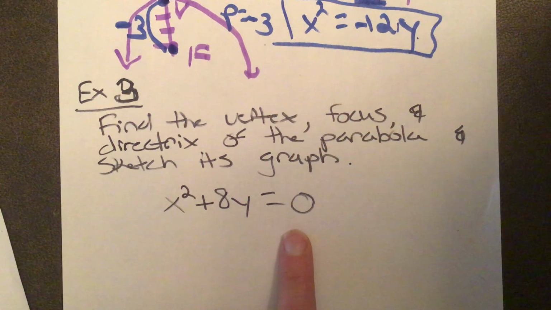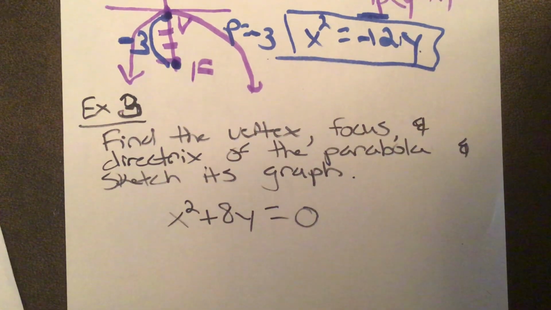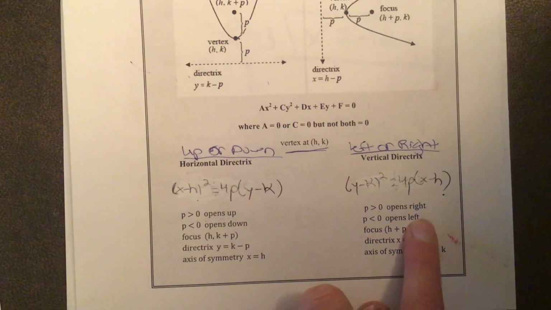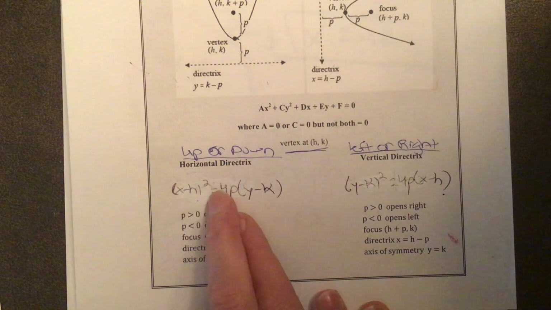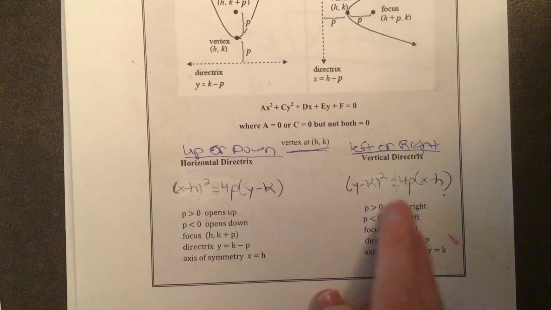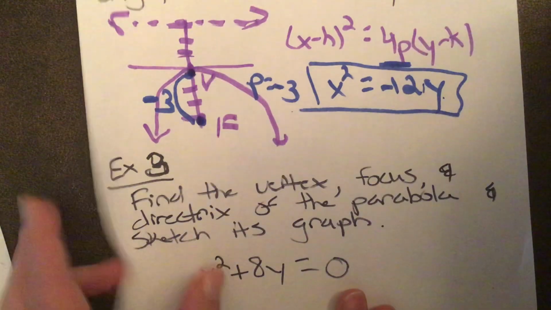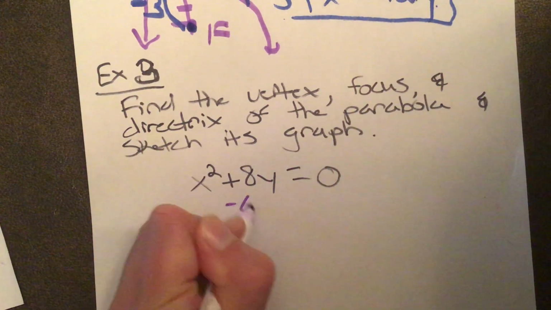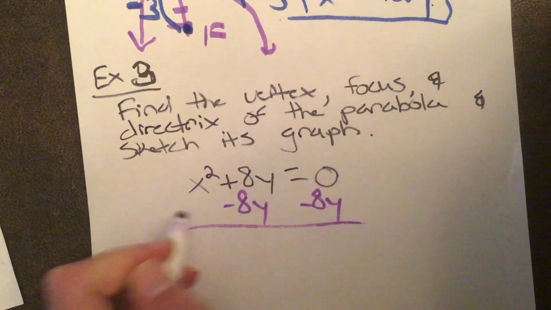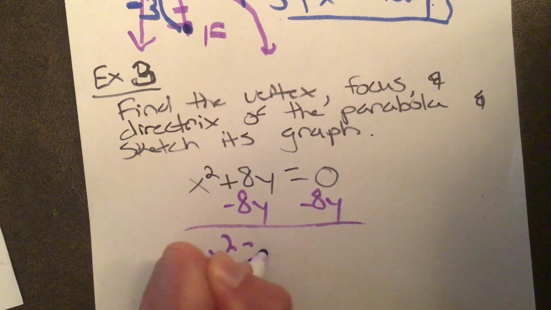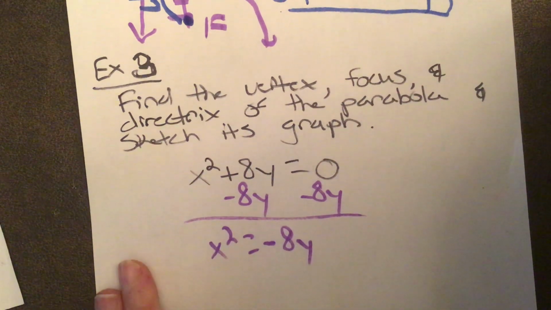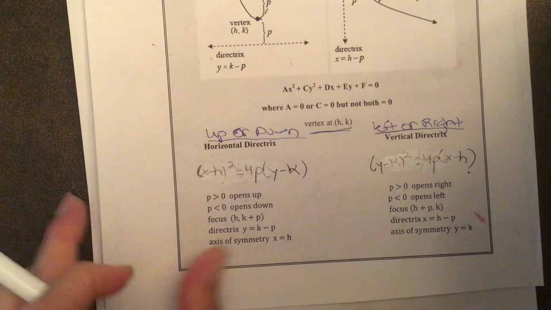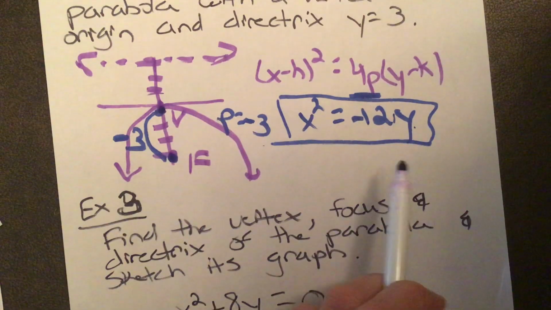So the first thing I notice about this is it's not in the form I want it to be. It does not look like that or like that. In both of these forms, whatever is squared is by itself, and the other stuff is on the other side. So what I'm going to do to start this one off is subtract 8y. So now I get x squared equals negative 8y. Even though it might look a little bit weird, it's still in this form, kind of like the one we just did up there.